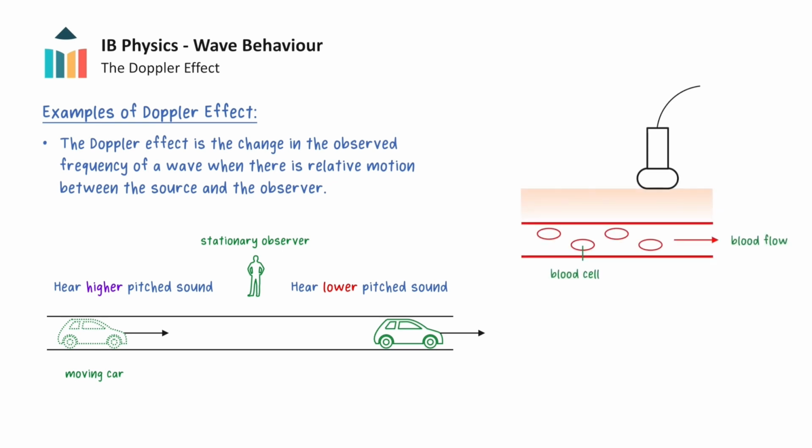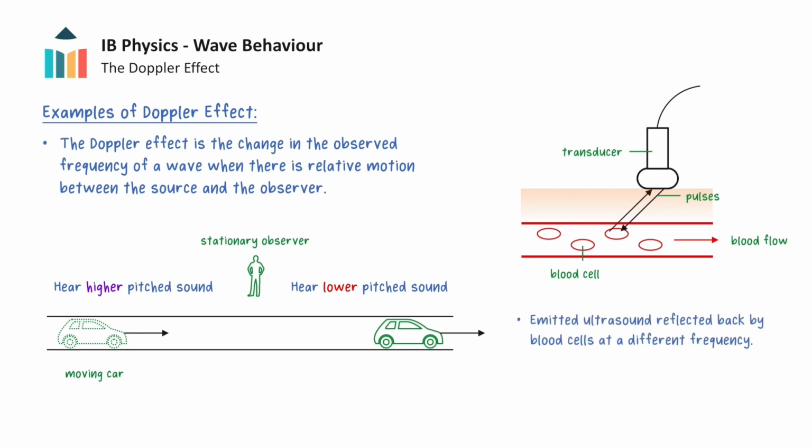One application of the Doppler effect is the use of ultrasound in medical physics. Pulses of ultrasound are emitted from a transducer and are reflected back by the moving blood cells. The moving blood cells cause a shift in frequency of the ultrasound, and this measured change of frequency can be used to measure the speed of blood flow. This can then be used to diagnose many medical issues.